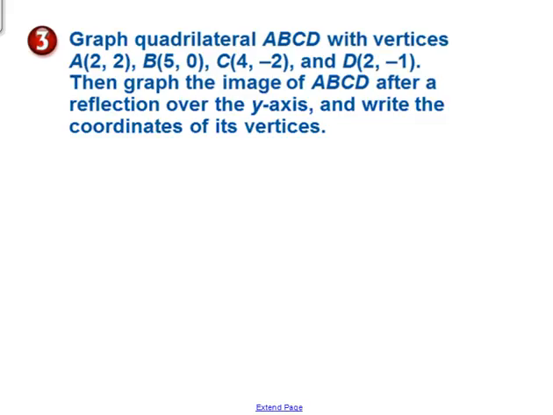Quadrilateral ABCD with vertices at A (2, 2), B (5, 0), C (4, -2), and D (2, -1). The graph of the image of ABCD after reflection over the y-axis. So write the coordinates of its vertices. A prime, since I'm going over the y-axis, the x value changes to its opposite. A prime becomes -2, 2.